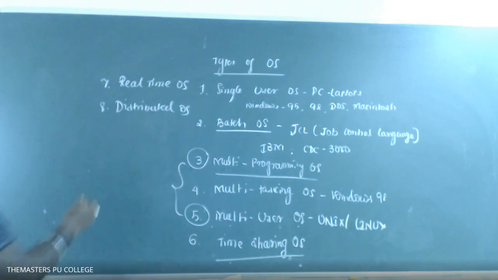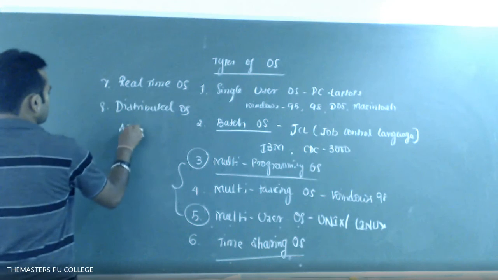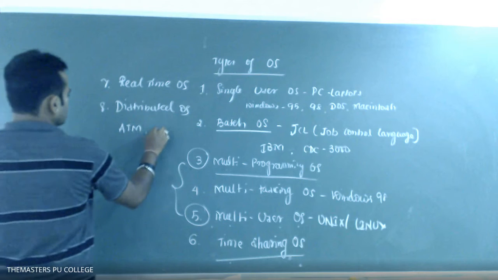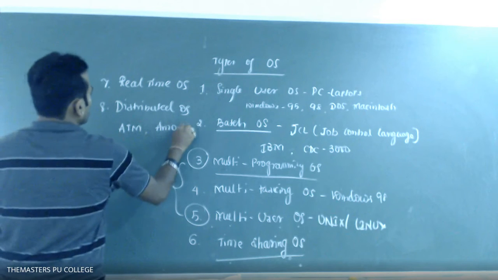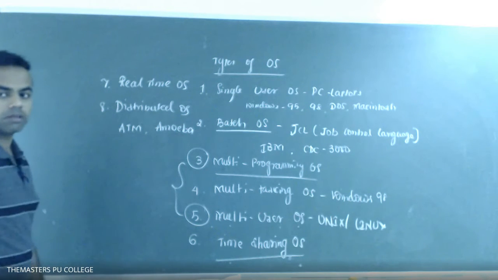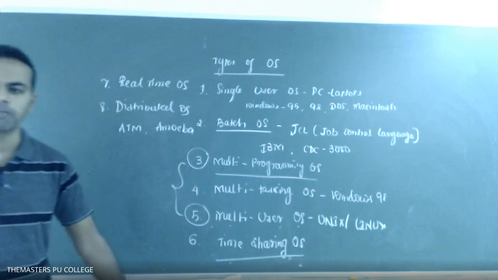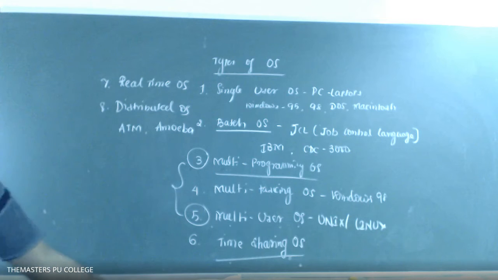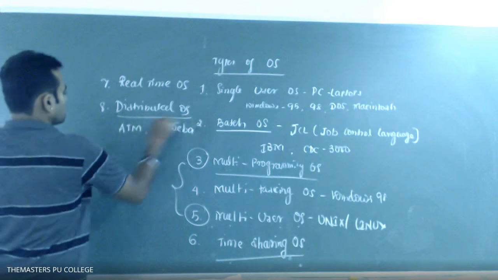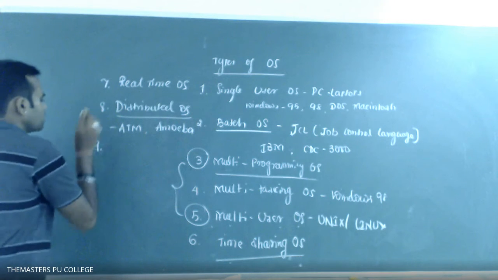An example, as I told, is ATM software. Next, Amoeba. Amoeba here is not the unicellular organism in biology; it is a distributed operating system software. You can remember these two examples: ATM software and Amoeba, and also Bitcoin, as distributed operating systems.